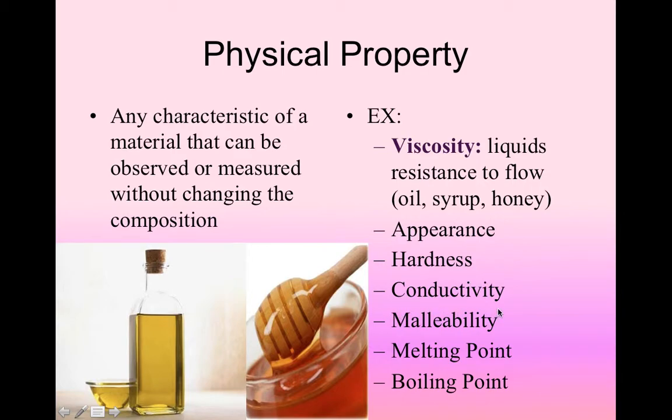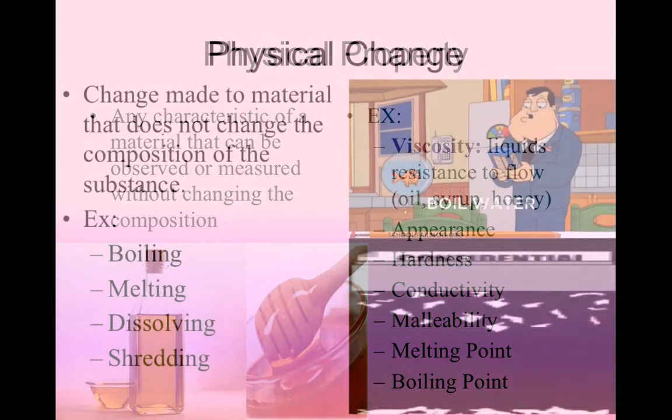Conductivity is seen if it can actually produce electricity. Malleability is bending or hammering it into a shape. You see a blacksmith making horseshoes. They'll take metal, heat it up, and then they can hammer it into a shape. That means it's malleable. Melting point, like melting chocolates, and boiling point, boiling water. Those are all examples of physical properties.